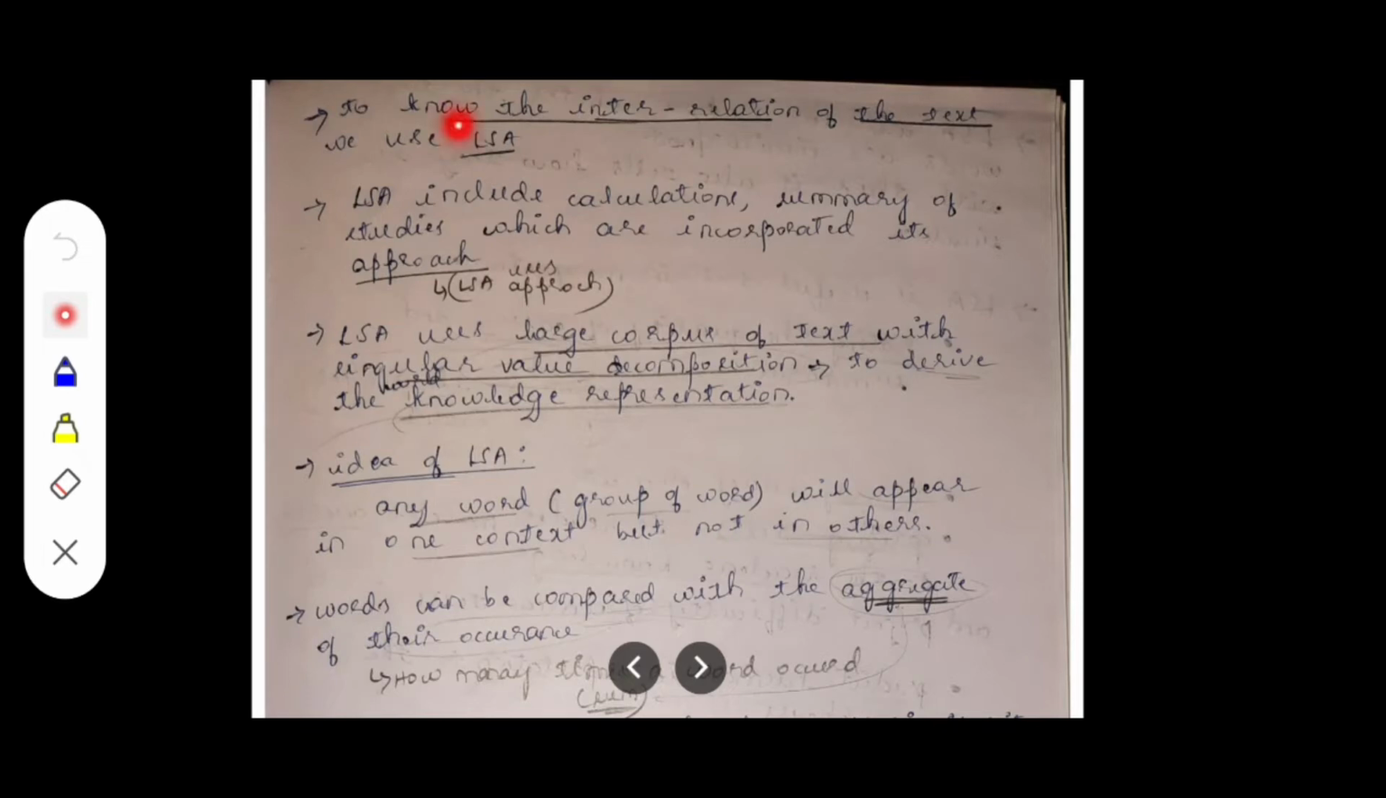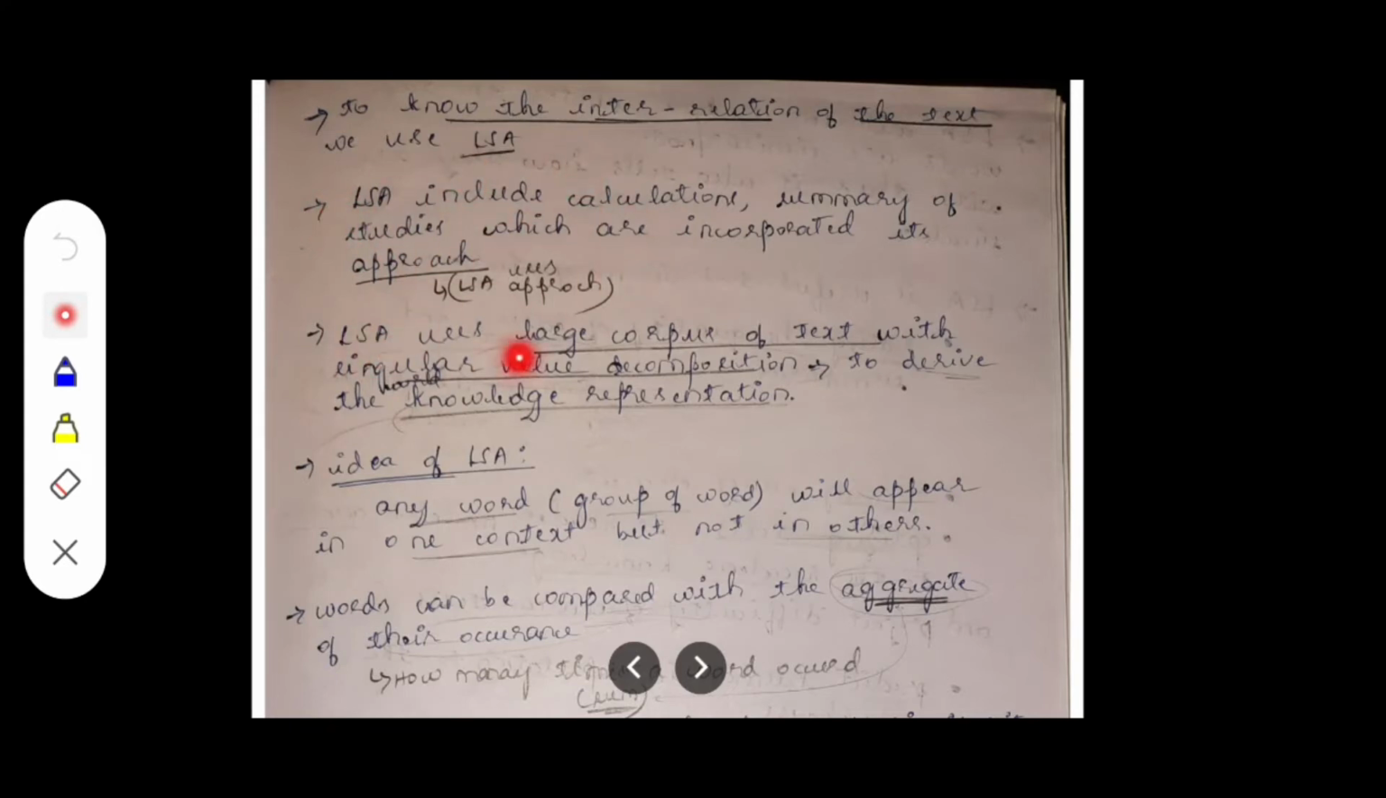LSA is used to know the interrelation of the words, or the interrelation of the text. LSA includes calculations and summaries of the studies which incorporate its approach. It is used for calculation purposes and also to know the summary of the studies; these calculations and summaries of the studies use the LSA approaches.